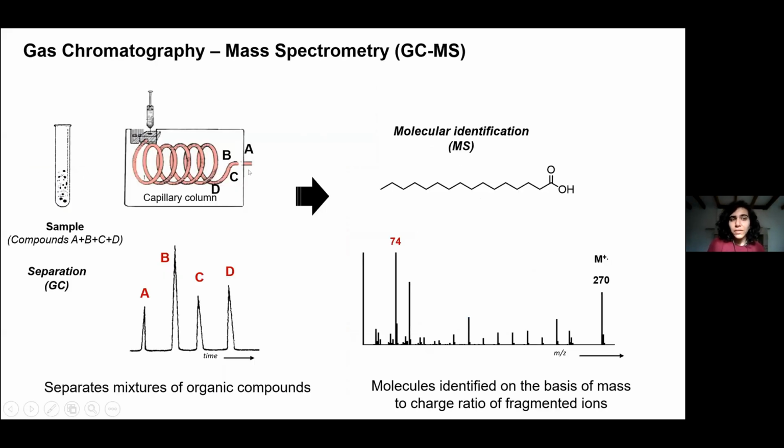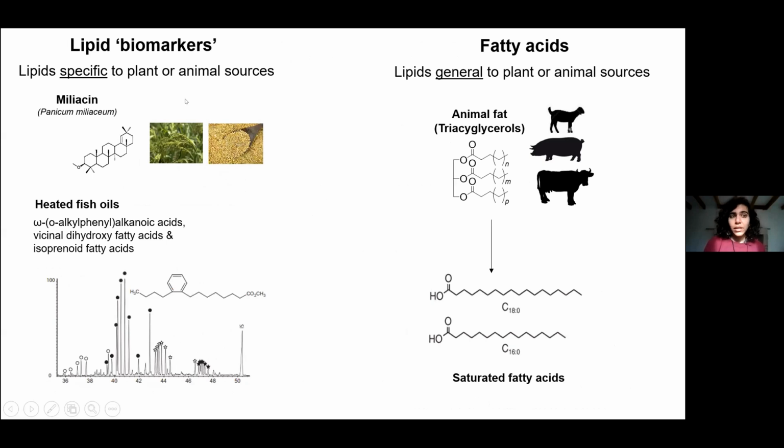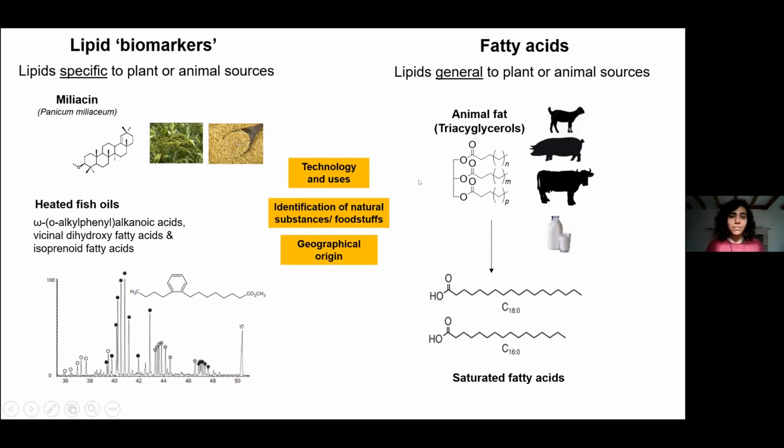Once you have your extract, you analyze it through gas chromatography mass spectrometry, where essentially you are separating mixtures of these organic compounds and identifying them on the basis of the mass to charge ratio of the ions. What you might find then are lipids that are specific to plant or animal resources. For example, something that's often detected in vessels is evidence for fish oils, but specifically those that have been heated, and you need a suite of different molecules to be absolutely sure that you have this product. Or you might have fatty acids, which are general to plant and animal sources. Very common molecules that you might find are the remnants of animal fats, the remnants of triglycerols, and these are fatty acids, so C16 and C18.